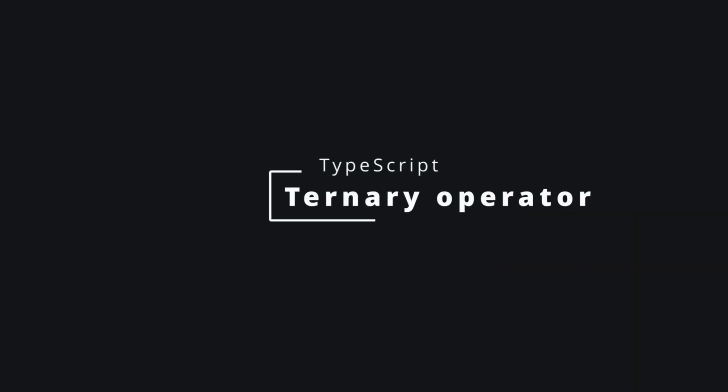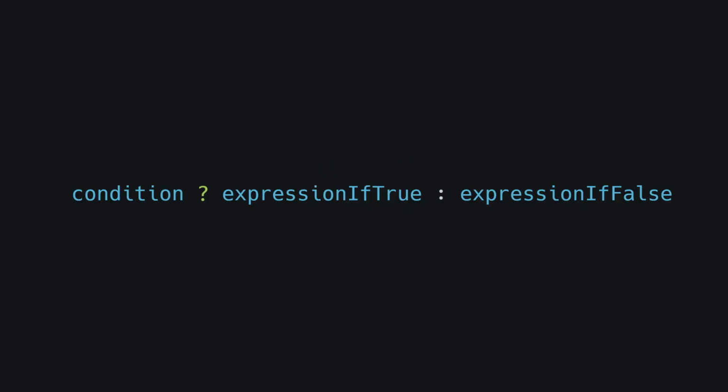TypeScript also provides us with an alternative to the if-else statement, known as the ternary operator. The ternary operator is a shorthand way of writing simple conditional statements. If the condition is true, expression if true will be evaluated. Otherwise, expression if false will be evaluated. The result of the evaluated expression will be the value of the entire ternary expression.